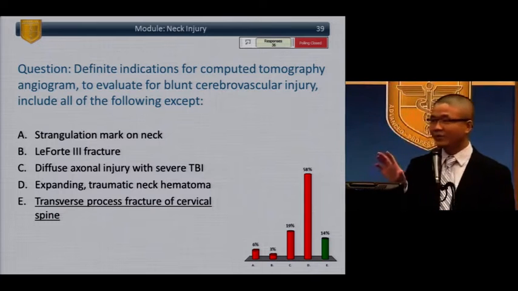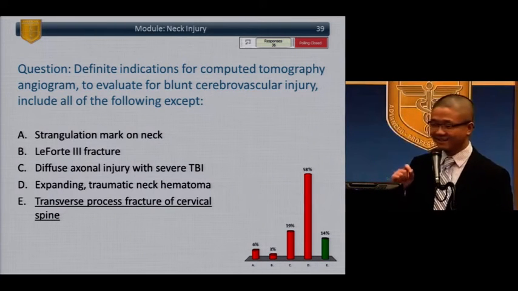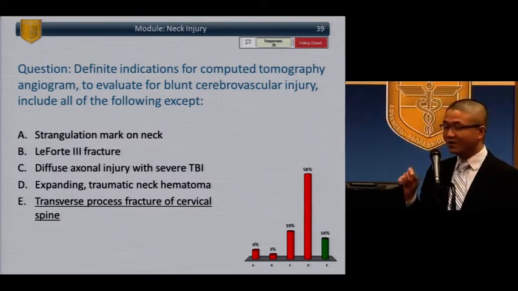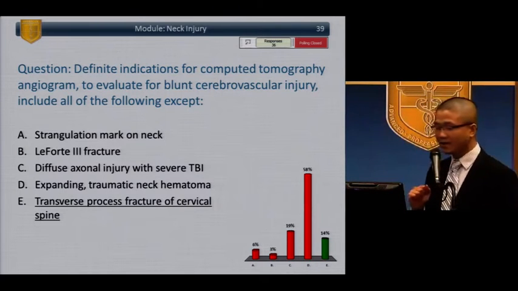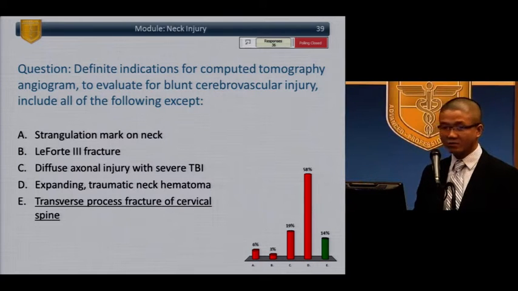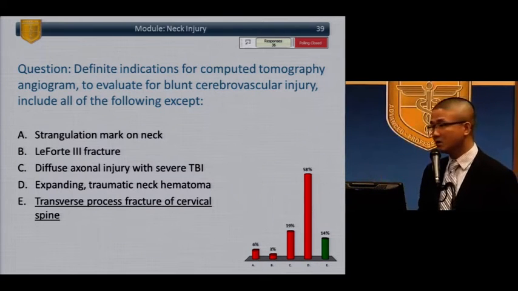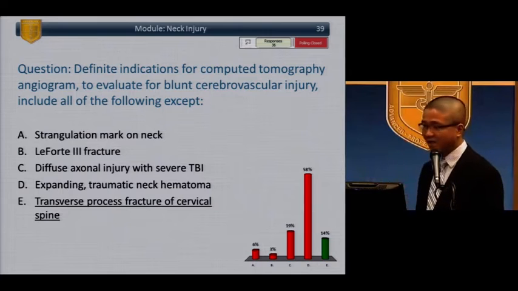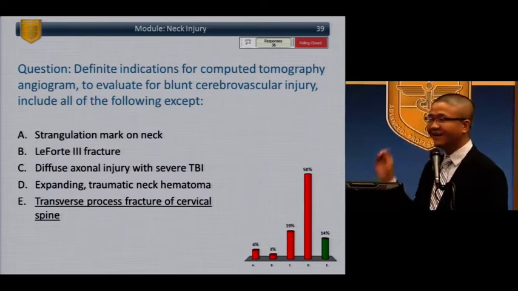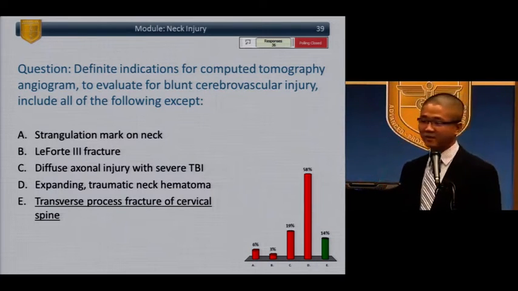I always wait for about 20 responses and then I click the thing to give everybody a chance. Okay, so 58% of you chose expanding traumatic neck hematoma. The correct answer is actually E, transverse process fracture of the cervical spine, which is of no clinical consequence. In fact, many of us would not even call spine surgery to have the patient evaluated if we were not in such a medical legal society. These patients do not need a spine consult, transverse process fractures.